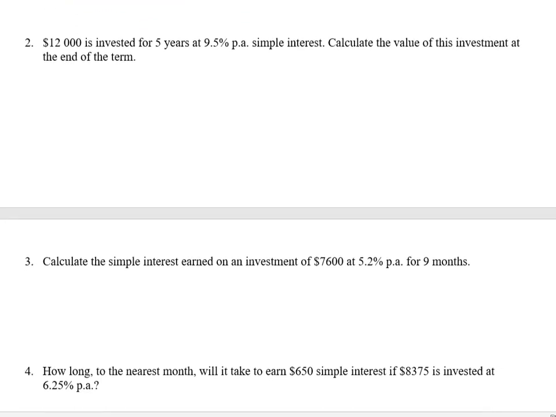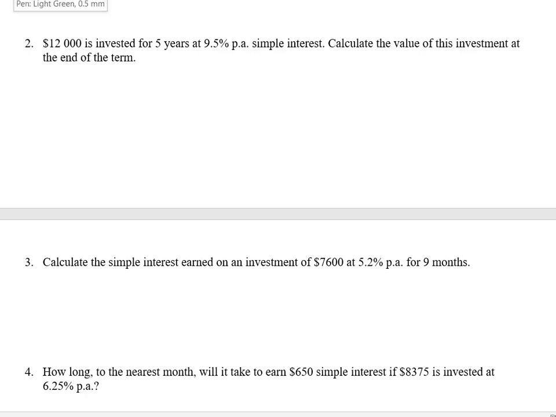So let's have a look at the next one. $12,000 is invested for 5 years at 9.5% per annum, simple interest. Calculate the value of this investment at the end of the term. So once again, my principal is $12,000. My interest rate is 9.5%, so I'm going to write that as a fraction. And my time period is 5 years. So per annum is years, my time period is years.